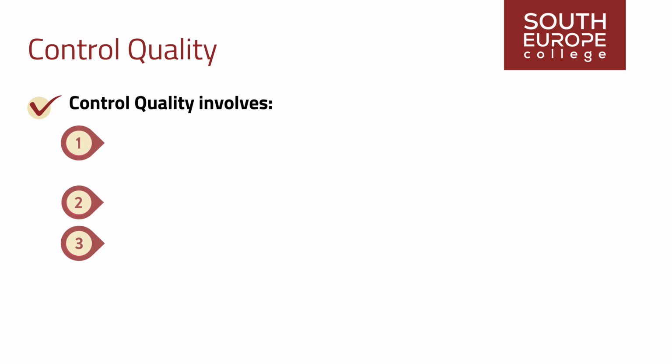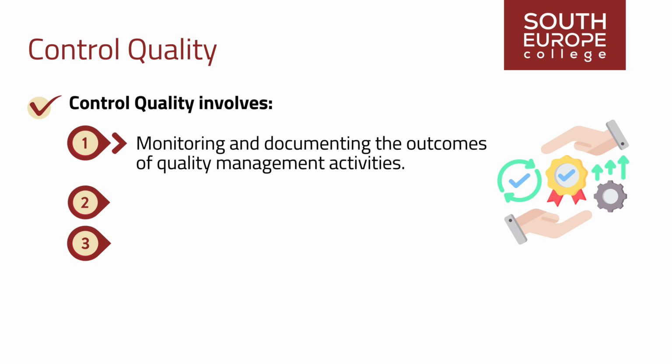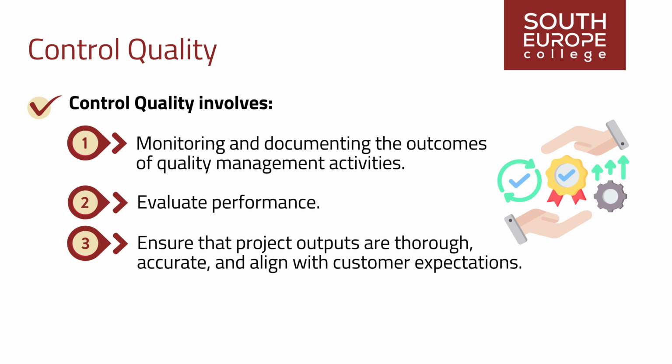Control quality involves monitoring and documenting the outcomes of quality management activities to evaluate performance and ensure that project outputs are thorough, accurate, and aligned with customer expectations. This process's primary advantage is verifying project deliverables and working to meet the requirements outlined by critical stakeholders for final acceptance.